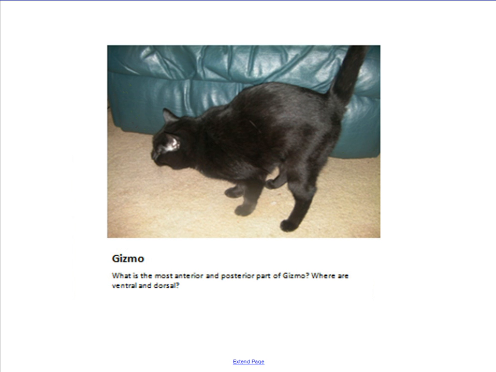Now, here's my crazy cat Gizmo. How would you use these terms here? What is the most anterior and posterior part of Gizmo? And where are the ventral and dorsal aspects of Gizmo? Take a second to think about this. I'm going to leave you in a moment of silence to think about this. If you still want to think, pause this and think for a second. Okay, but I'm going to show you where these are at, then I'm going to explain.